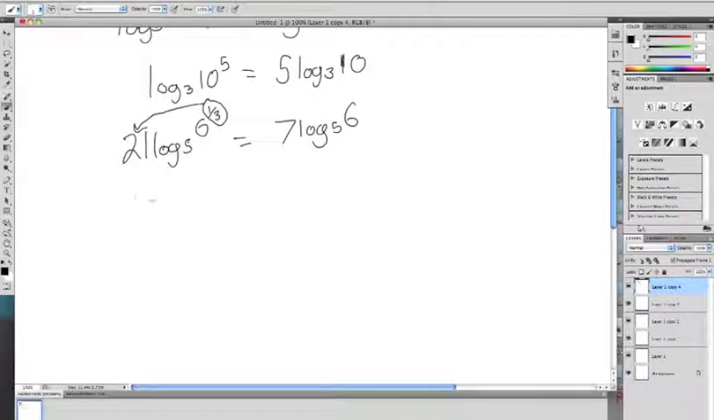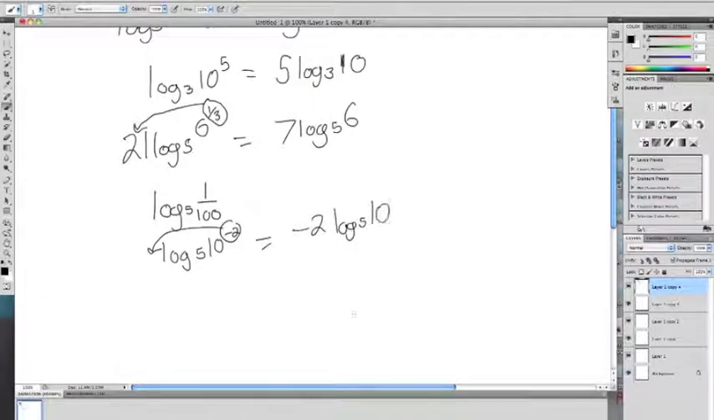It also works, let's say you have log base 5 of 1 over 100. Well, we all know 1 over 100 is the same thing as 10 to the negative 2, so you can just rewrite this as log base 5 of 10 to the negative 2, and just move the negative 2 right there, and just get negative 2 log base 5 of 10. It's pretty easy.